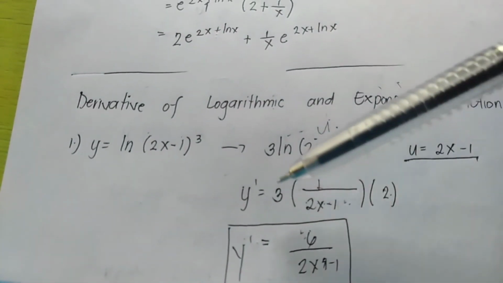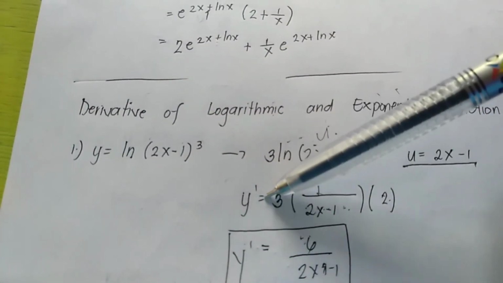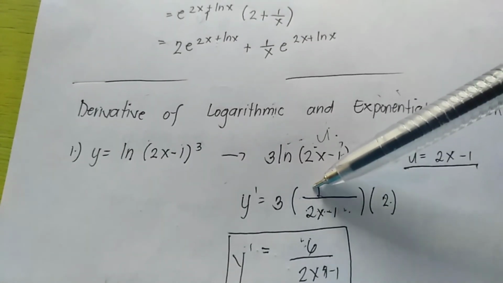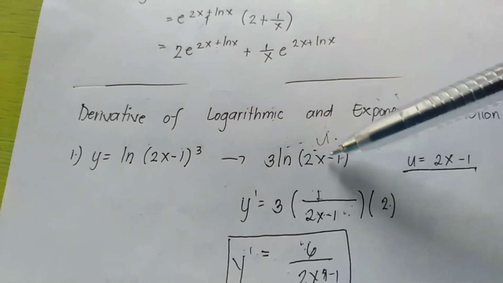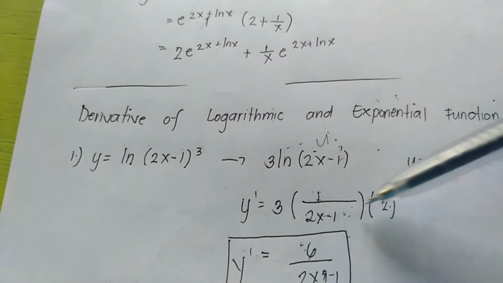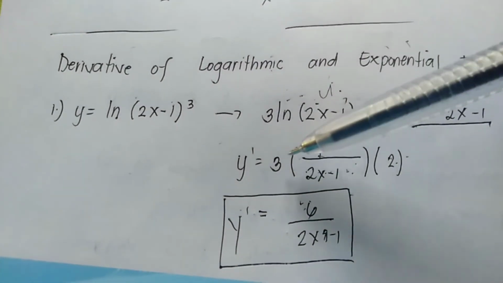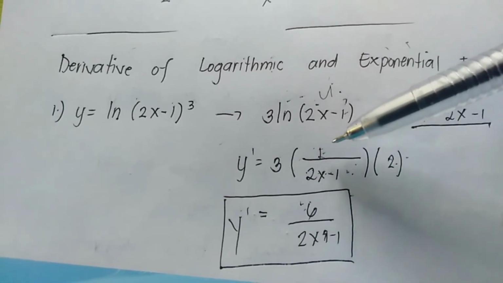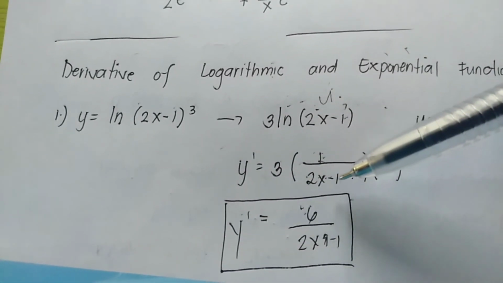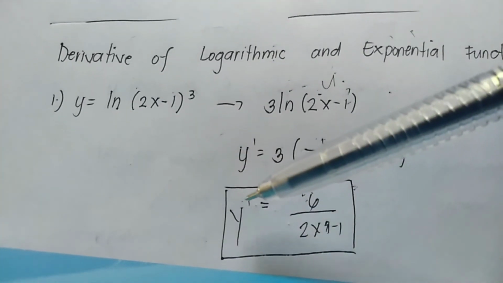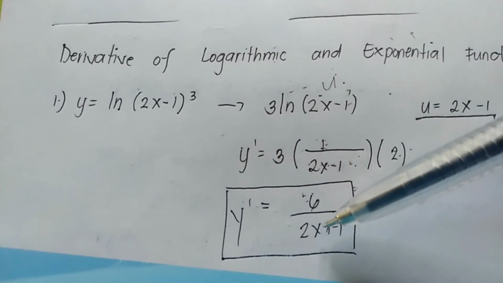Then the first derivative is equal to 3 times 1 over u, 2x minus 1, times the derivative of u, which is 2. Then simplify. 3 times 1 is 3, times 2 is 6, over 2x minus 1. So the derivative is 6 over 2x minus 1.